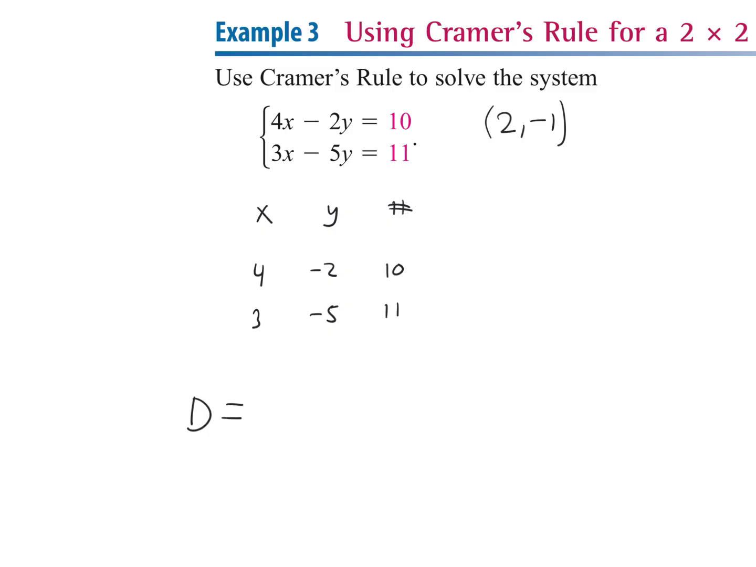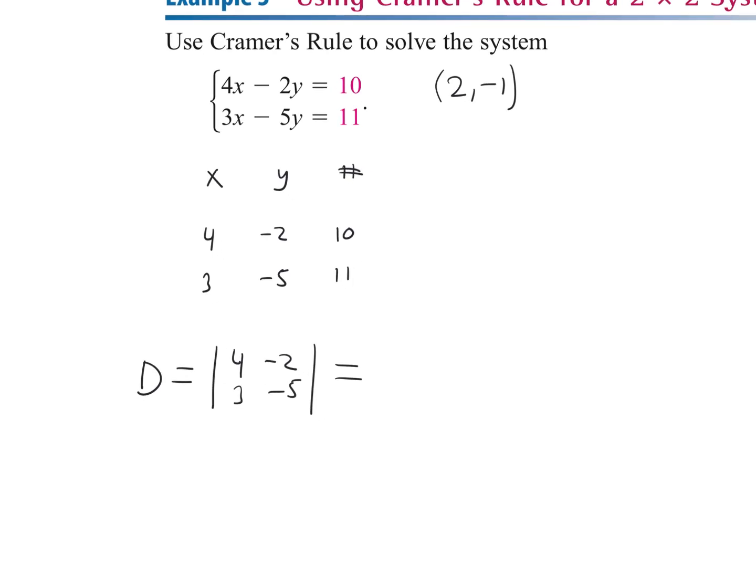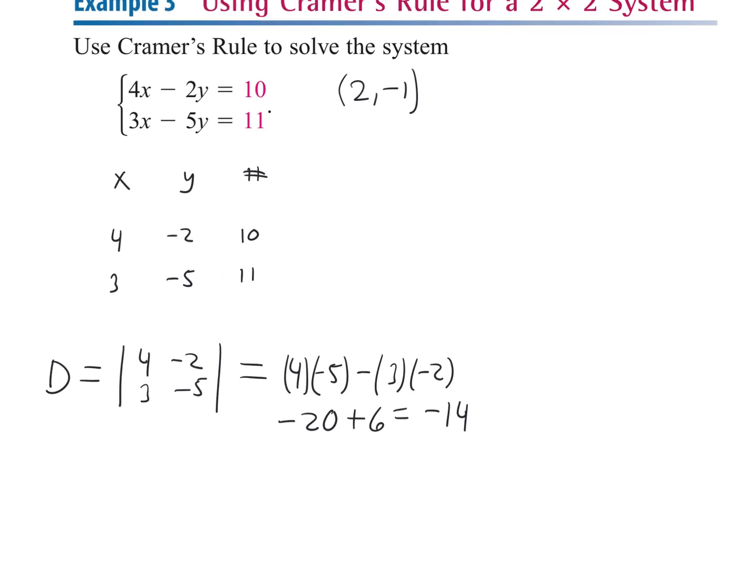I'm going to first start by finding the determinant of the coefficient matrix, which is just a capital D. And it's going to be the determinant of whatever numbers are in our coefficient columns. So 4, 3, -2, -5. All right, so let's find this determinant. Do you remember how to do that? The diagonals, right? So it's going to be 4 times -5 minus the other diagonal, 3 times -2. So then we should get -20 minus -6 is +6, and so we should get -14. All right, so this is capital D.